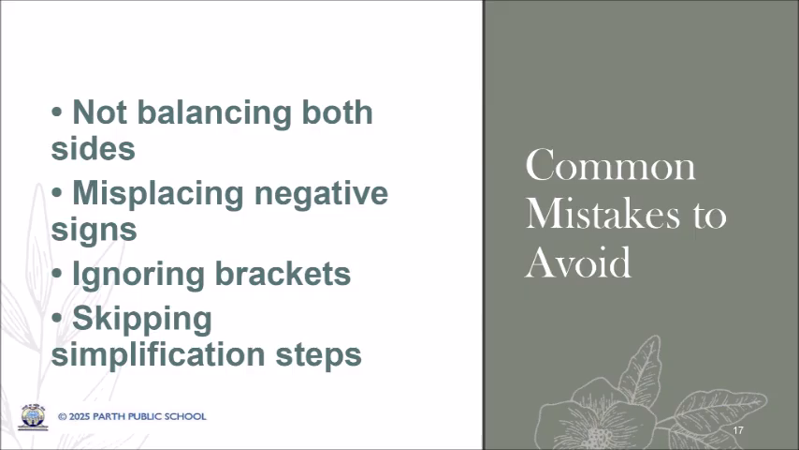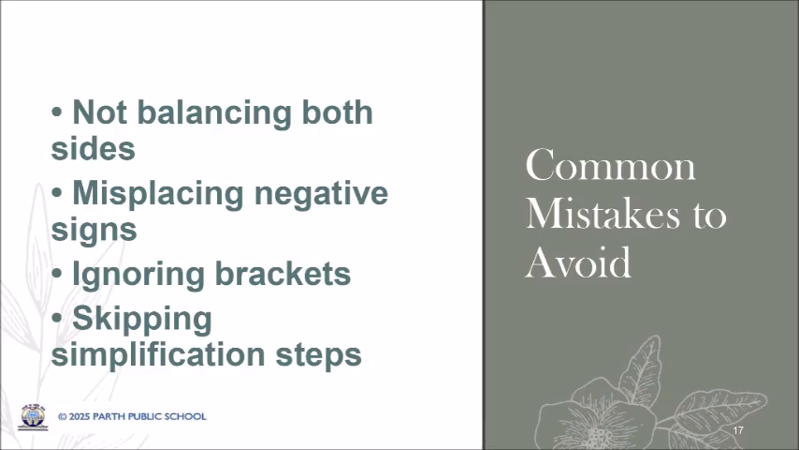Now let's quickly go over some common mistakes that students, including all of us, at some point make when solving linear equations. If we are aware of these, we can avoid them and get the right answers more easily. So first of all, the first common mistake is not balancing both sides. Remember, whatever we do on one side of the equation, we must do the same on the other side. That's how we keep the equation balanced. Forgetting this is one of the biggest mistakes.